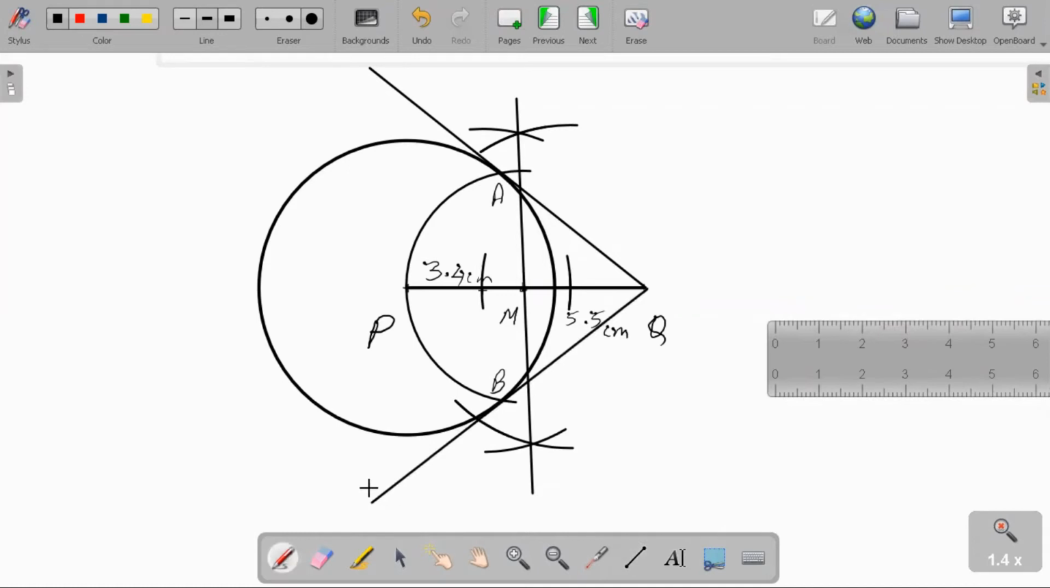This will be your tangents. So this will be tangent 1, this will be tangent 2. This is the way we draw tangent to the circle from a point that lies outside the circle.